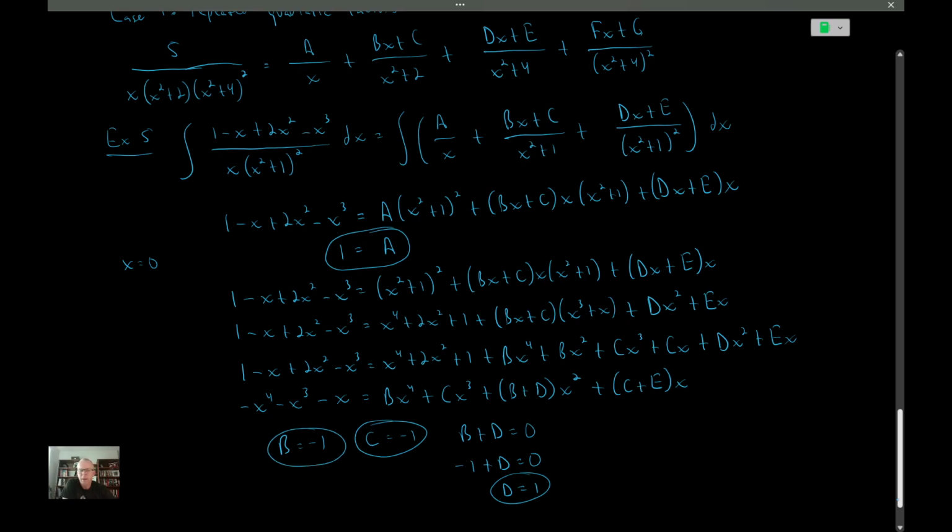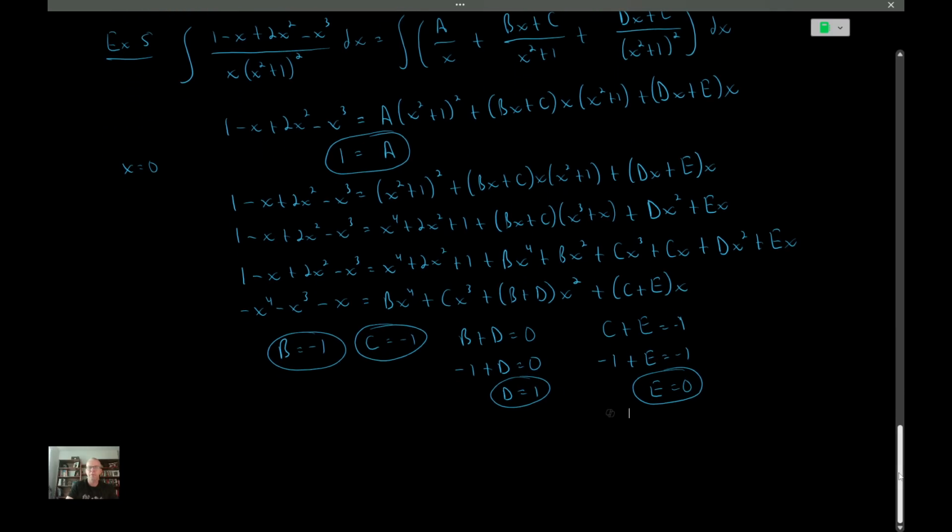And then c plus e is going to equal -1. C is -1. And so we get that e is 0. All right. So that way worked out pretty well. So now let's fill in our a, b, and c. So we're going back up here. We're going to fill in our a, b, c.